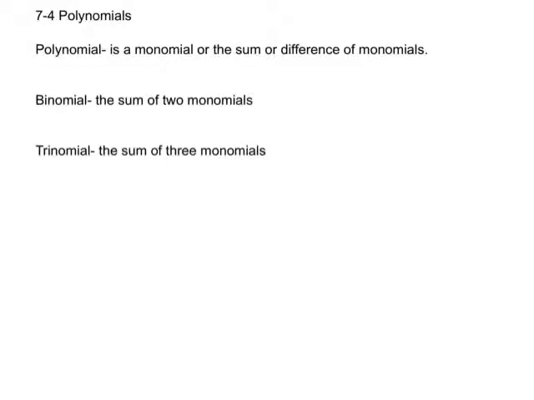A polynomial is a monomial or the sum or difference of monomials. And a monomial would be considered a term like x or 6.5. And so we're looking at the sum or difference of those, or we could even have x squared. So a binomial is the sum of two monomials.